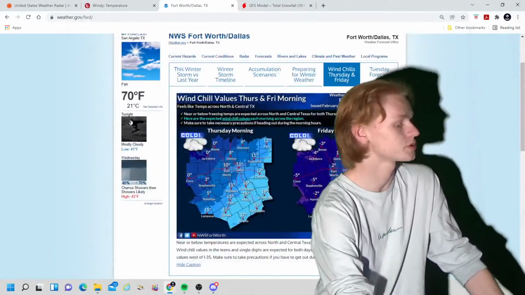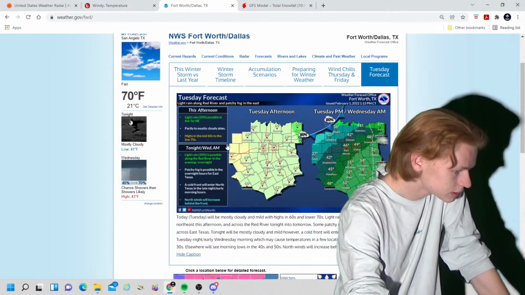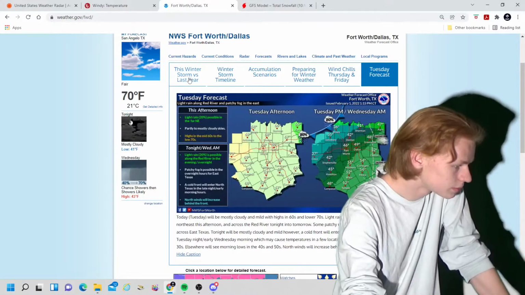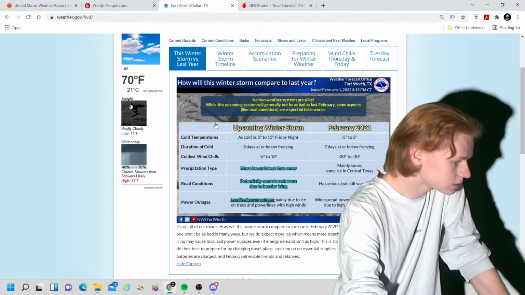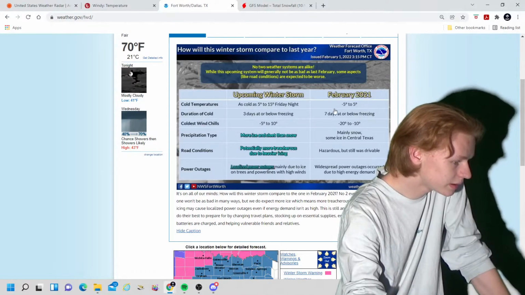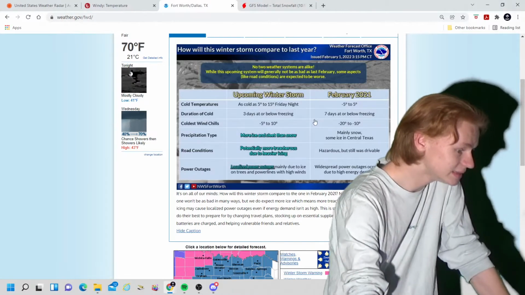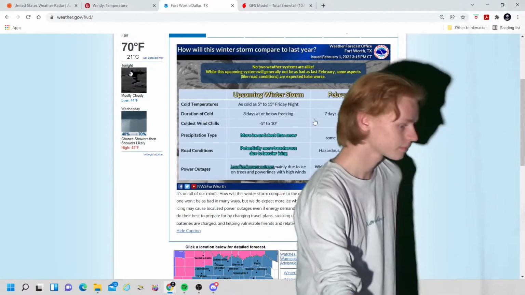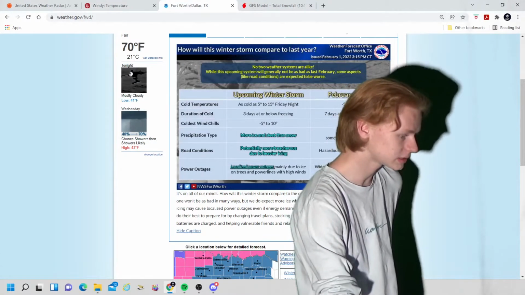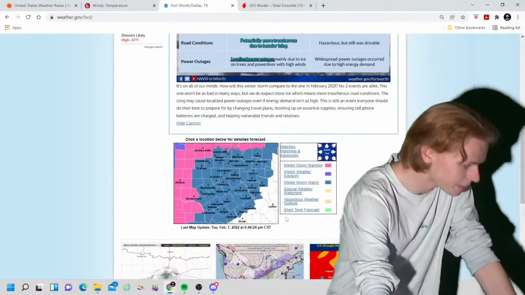That's just what the National Weather Service is showing for the Tuesday forecast. This storm versus last year, February 2021: minus 5 to 5, as cold as 5 to 15, 7 days at or below freezing. Mainly snow and some ice in central Texas. This time, more ice and sleet than snow. That seems more dangerous in my opinion.